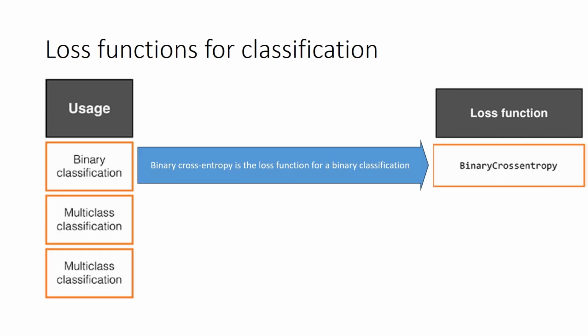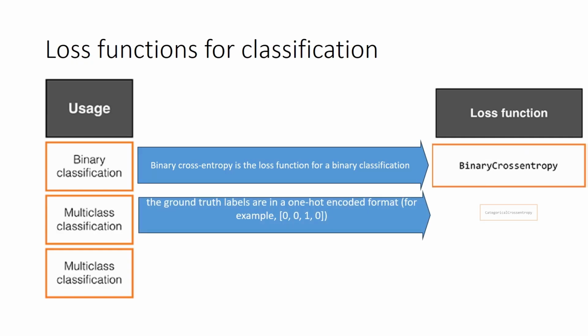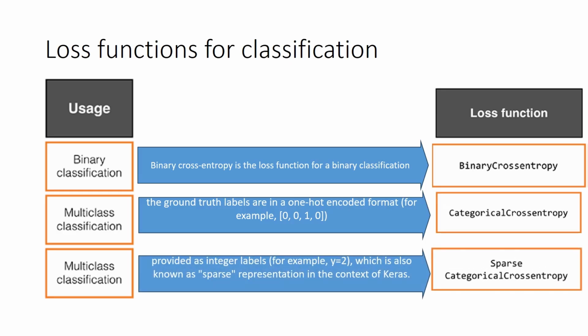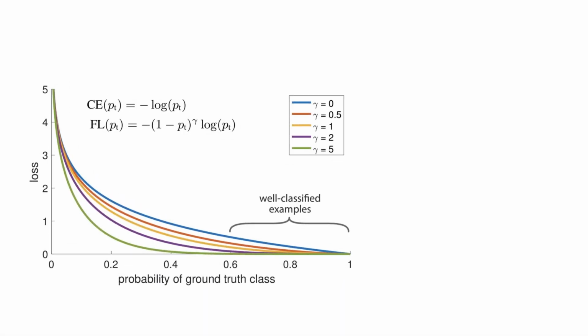If the task is binary classification, we typically use binary cross-entropy. For multi-class classification, if the labels are one-hot encoded, we use categorical cross-entropy. And if the labels are represented as integers, we use sparse categorical cross-entropy. Focal loss is a modified version of cross-entropy designed for imbalanced data sets. Let's briefly understand what focal loss is and how it extends cross-entropy.